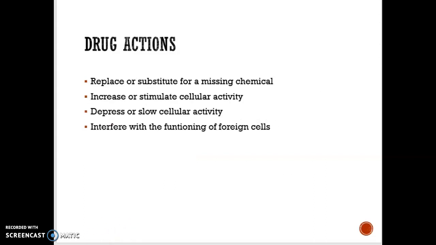So in a very simplistic way, we could say that drugs act in 4 different ways. They replace or substitute a missing chemical. They increase or stimulate some cellular activity. They may depress or slow a cellular activity, or they interfere with the functioning of a foreign cell. Let's delve into this just a little bit further.